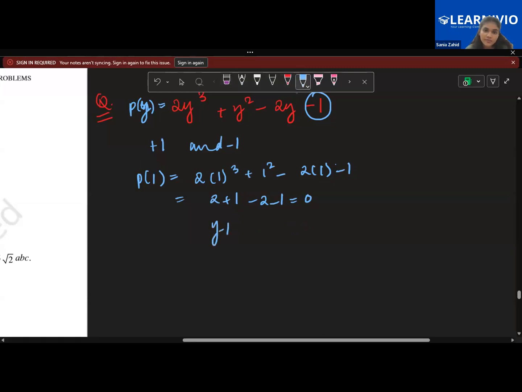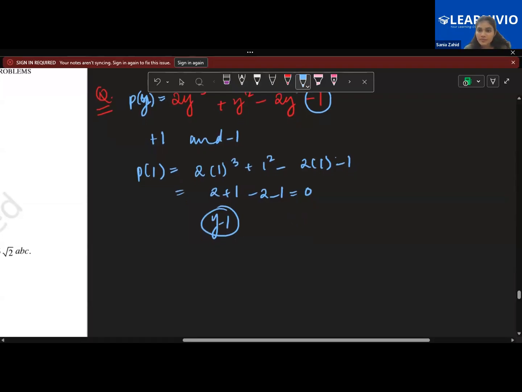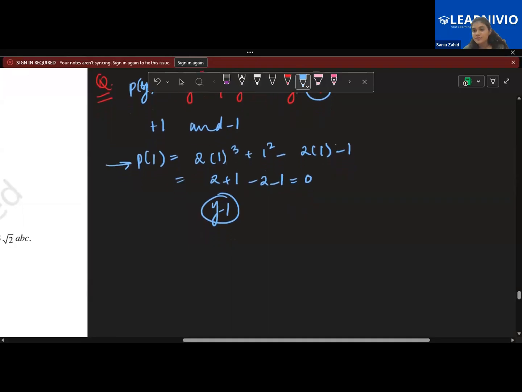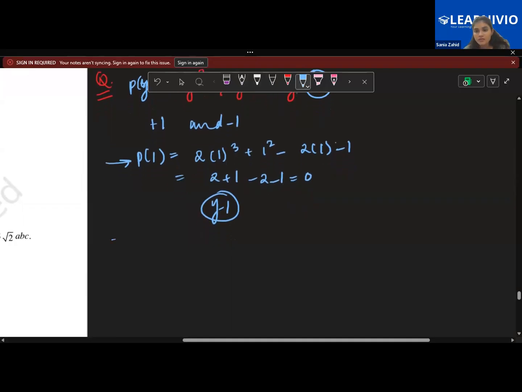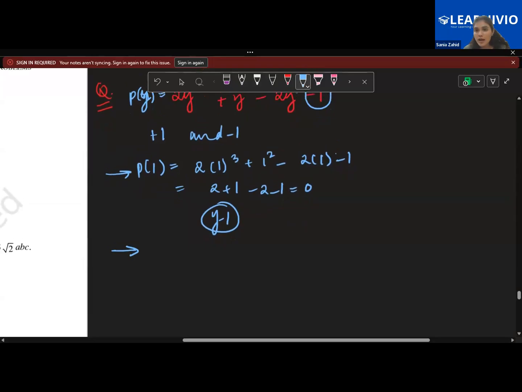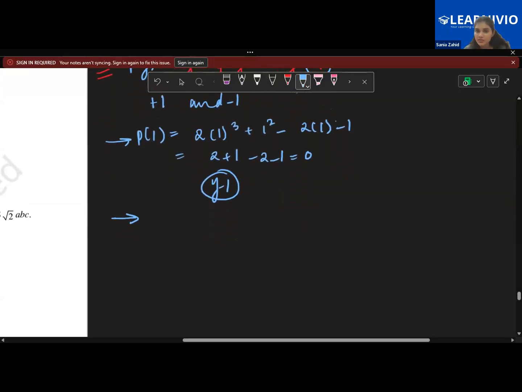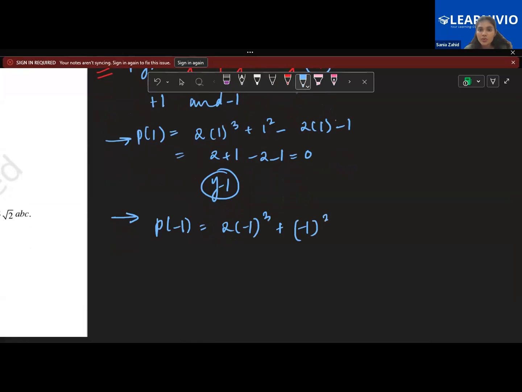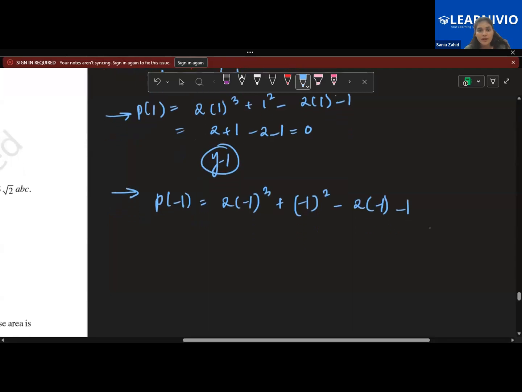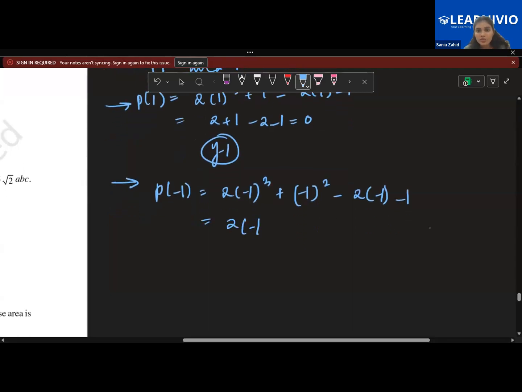Okay. This is the same thing, children. Nothing different. Clear till here? Yes, ma'am. Everyone respond. Yes, ma'am. Okay. Now I also have minus 1. So let's also substitute minus 1. So I have p(-1) equals 2 into minus 1 cube plus minus 1 square minus 2 into minus 1 and then minus 1. So I have 2 into minus 1, then plus minus 1 square is plus 1 only, plus 2, minus 1.